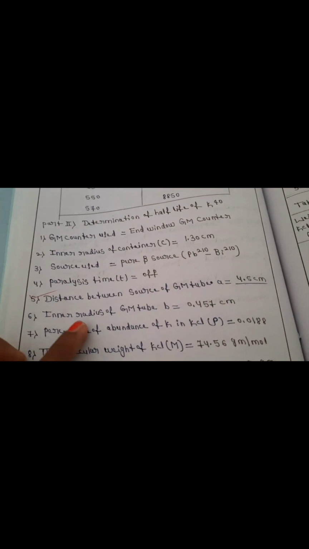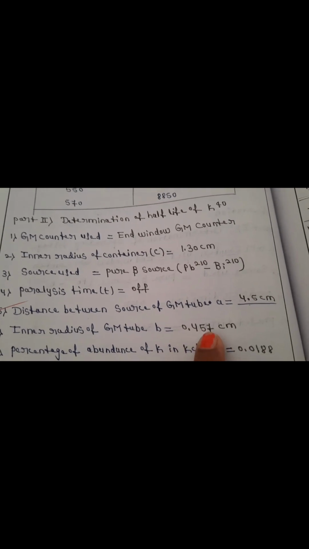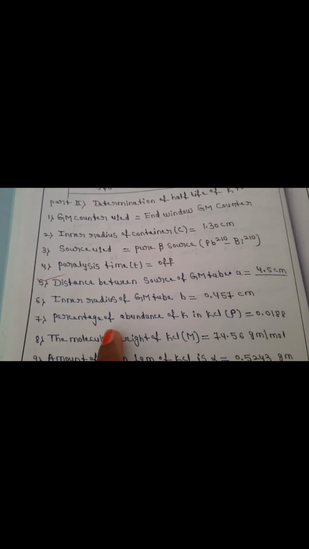Then the inner radius of the GM tube. It is already measured. This is the GM tube, and the inner radius they have measured here has been given as 0.457 centimeter.